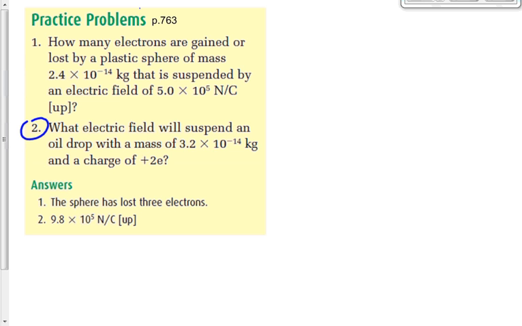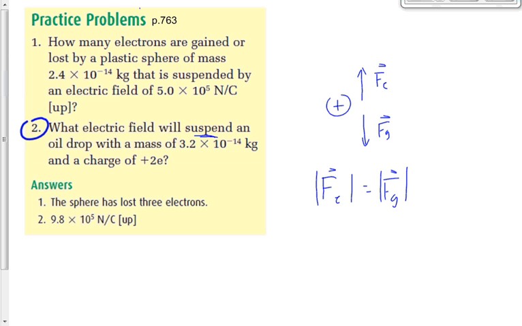We have an oil drop that's suspended. If it's suspended, that must mean the electric force is upwards and the gravitational force is downwards. How's that helpful to me? Well, we first want to find the value of the electric field. Fe equals Fg. We say Q times E is equal to M times G. E becomes mg over Q. Not a crazy hard question mathematically to solve. We end up getting 9.8 times 10 to the 5 newtons per coulomb.